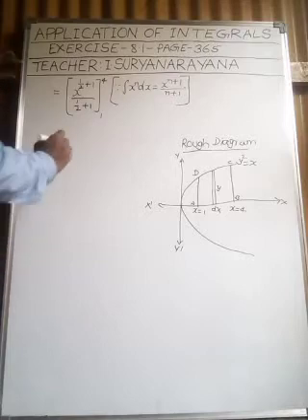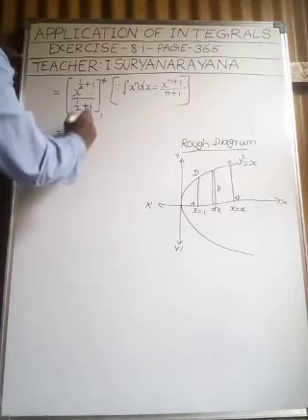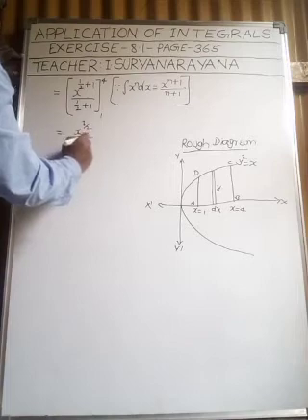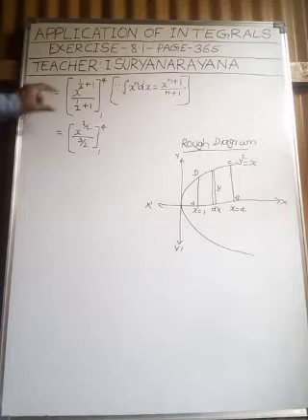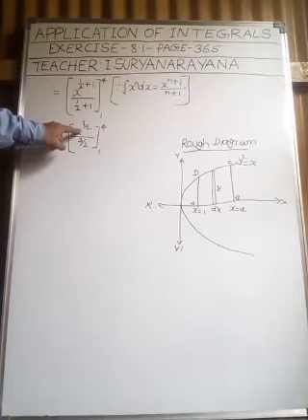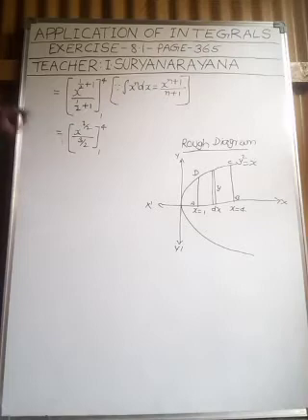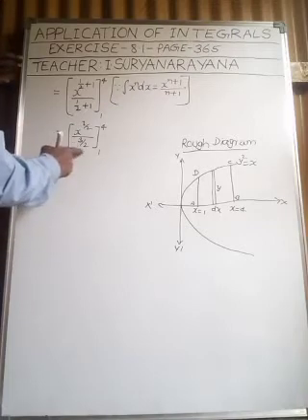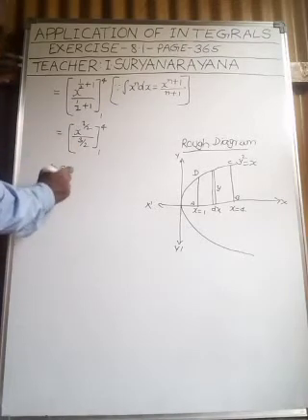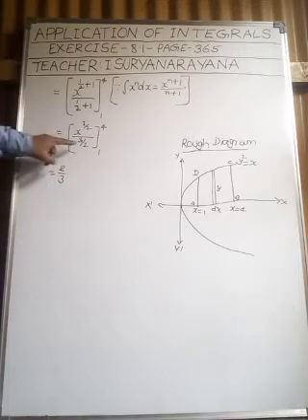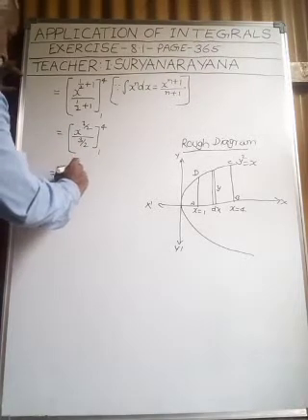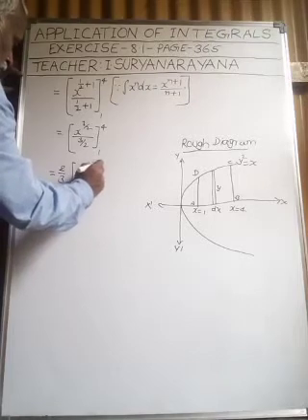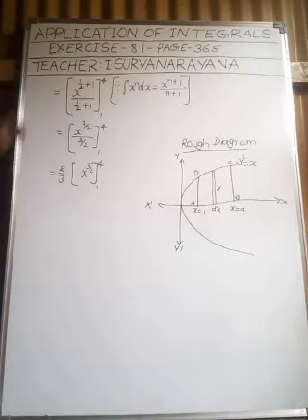This is equal to x to the power of 3 by 2 by 3 by 2, limits 1 to 4. By simplifying these two numbers, we get the same number in the denominator. Here 3 by 2 is a numerical coefficient. We can write it outside. So it becomes 2 by 3 because it is in the denominator. We bring this denominator into the numerator, then it becomes 2 by 3 into x power 3 by 2, limits 1 to 4.